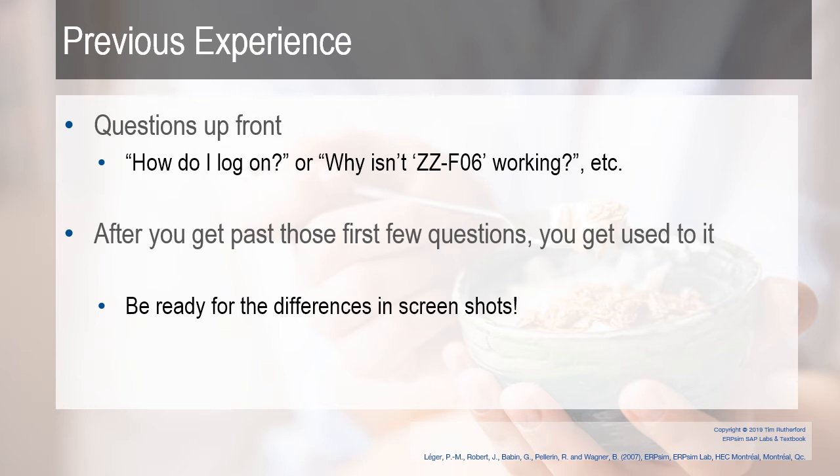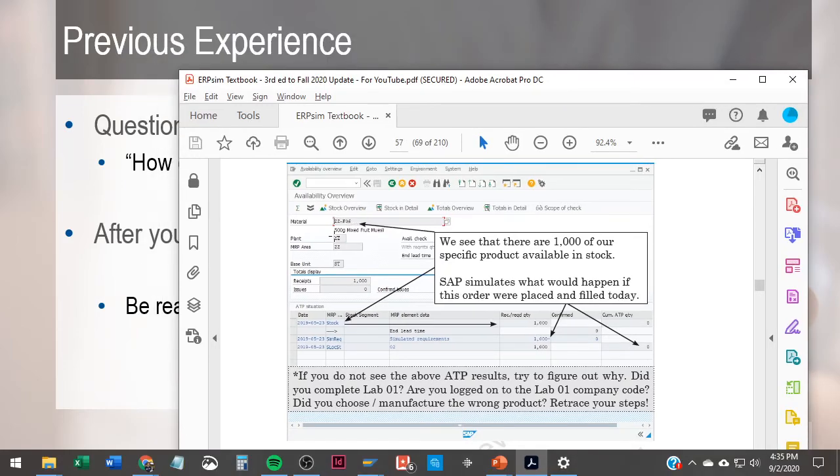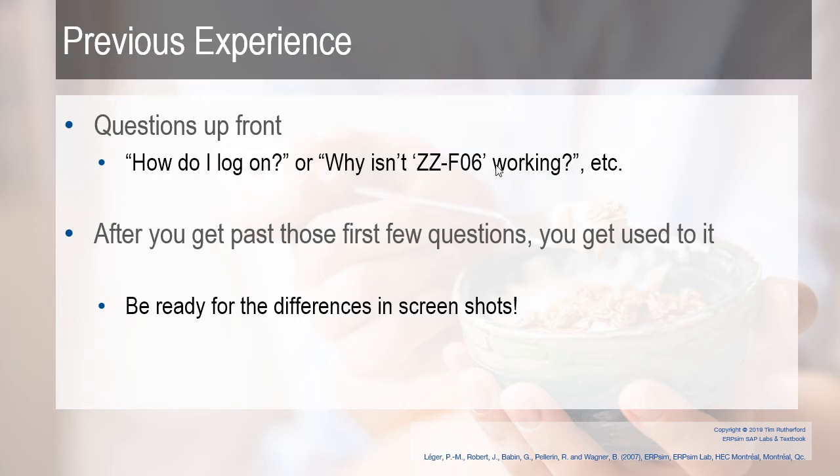My previous experience with these labs, as these kinds of changes have come through, is the questions tend to be up front, where people are saying things like, how do I log on? Where's my user ID? Or why isn't ZZF06 working? So this is within the screenshot. It says ZZ-F06. Well, yours will be whatever your instructor has assigned to you. Don't follow the screenshots. And once you get past some of those, certainly by the time you get to lab 2, you kind of get used to it. But just be ready for the differences in the screenshots.